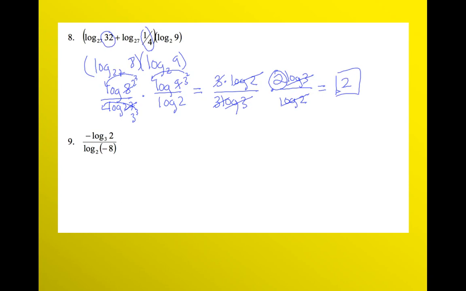What about number 9? I don't really know what I can do with the numerator. 2 to what power is -8? Oh, wait. I know the definition really well, and the argument must be greater than 0. So there is no solution to this. This is not possible. No answer. The argument must be greater than 0. Know the definition.